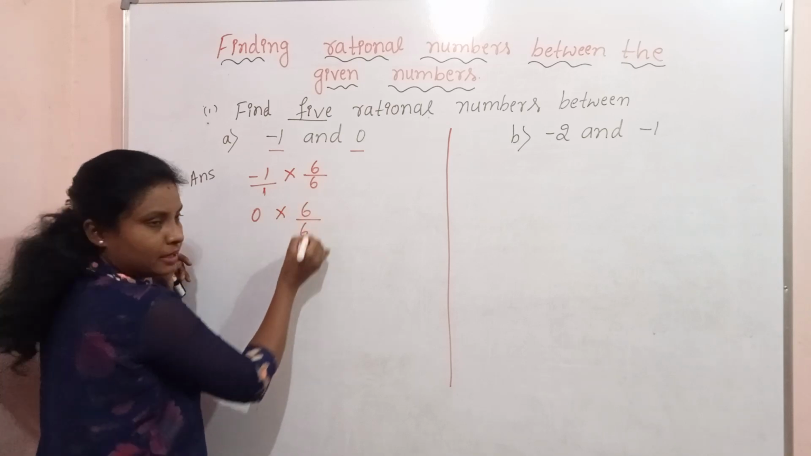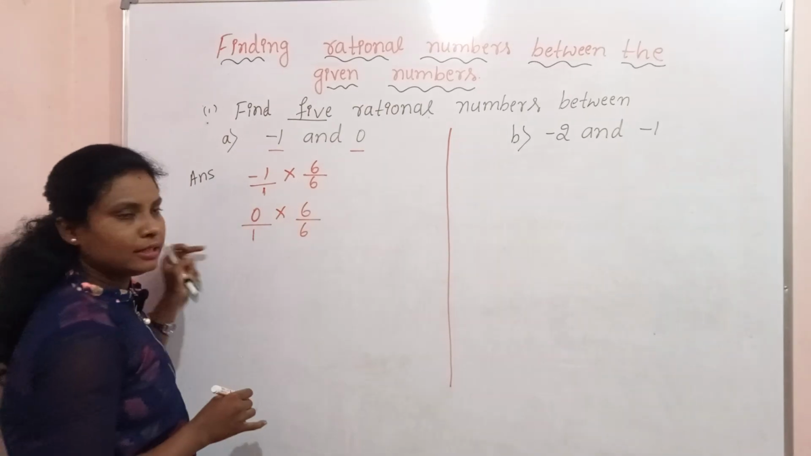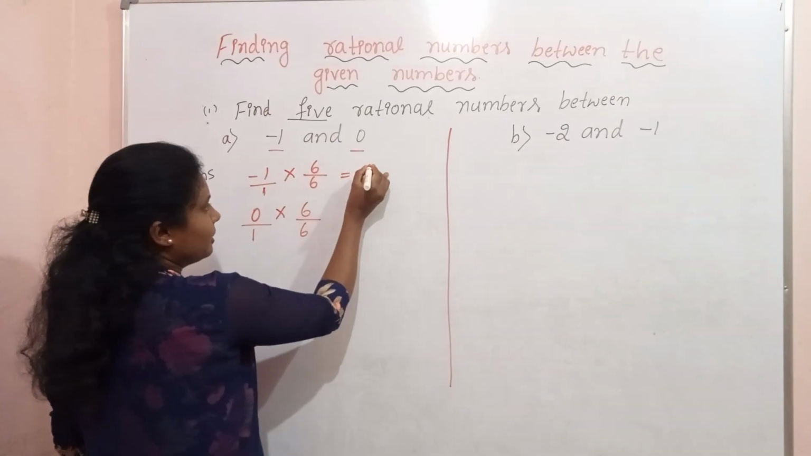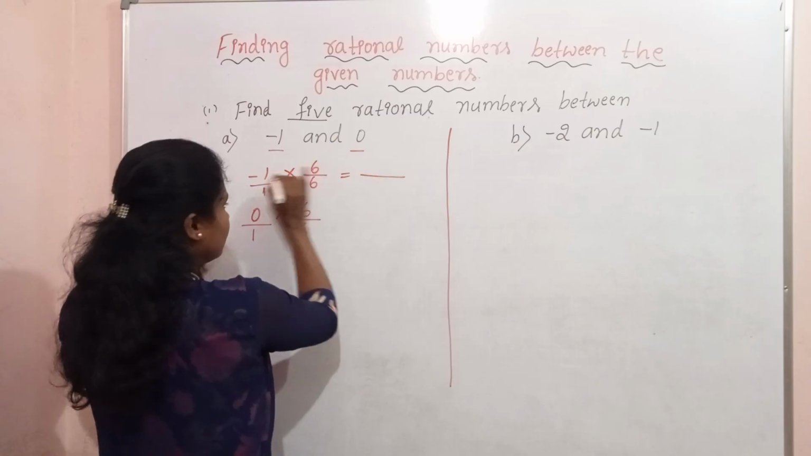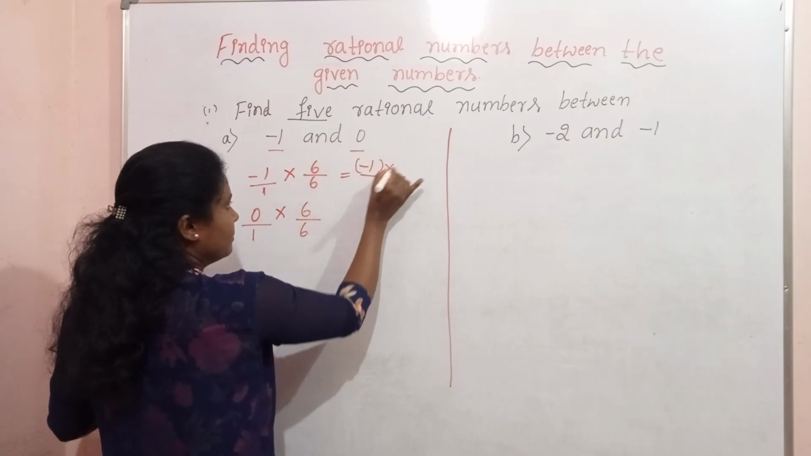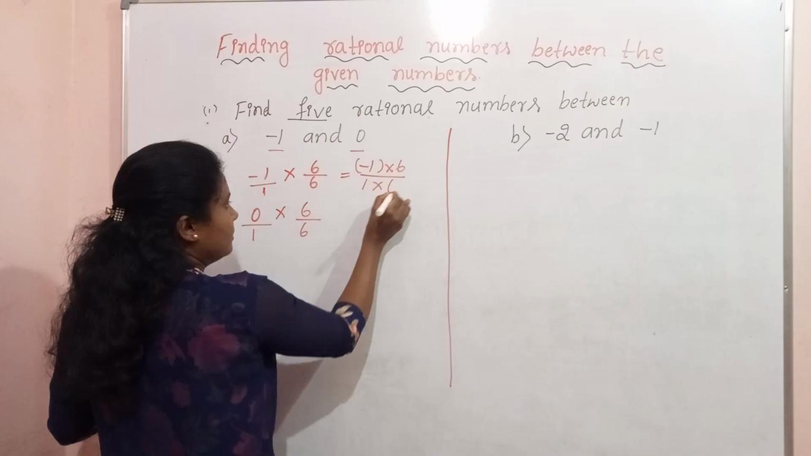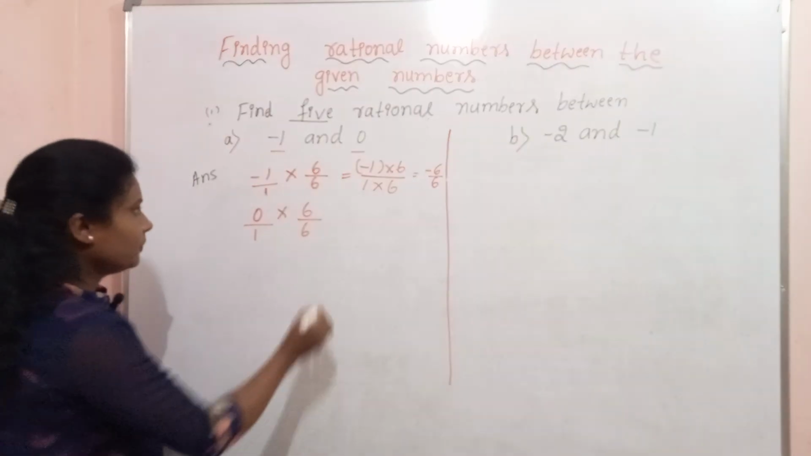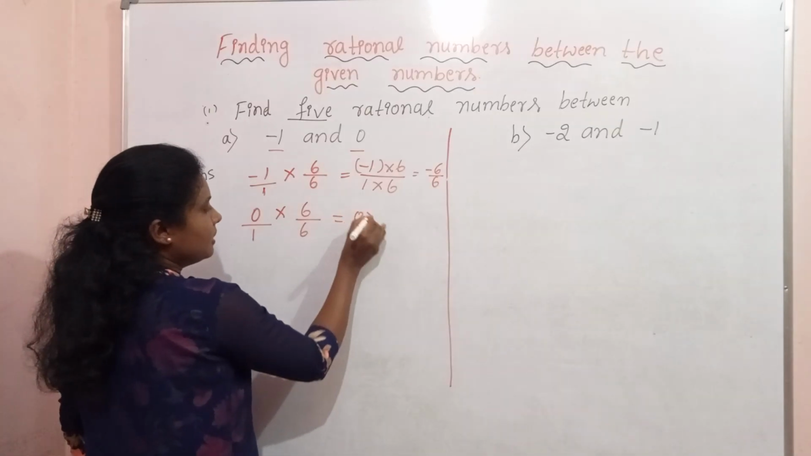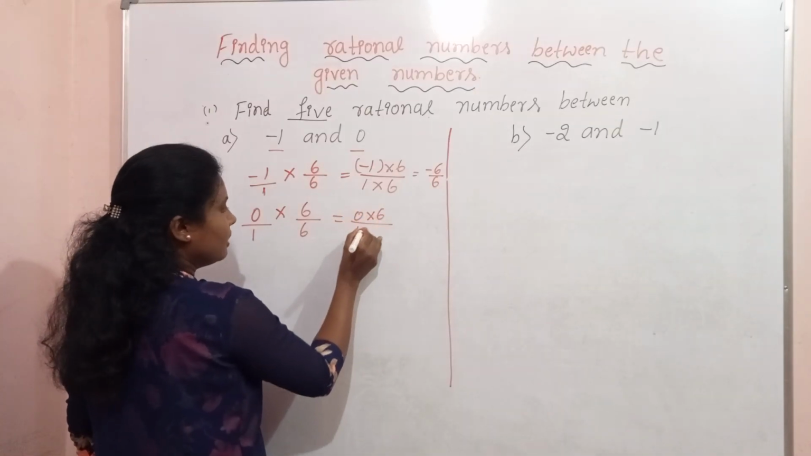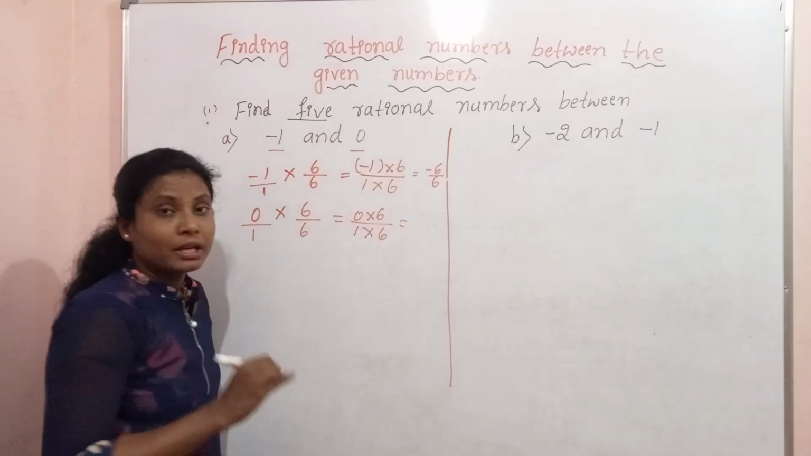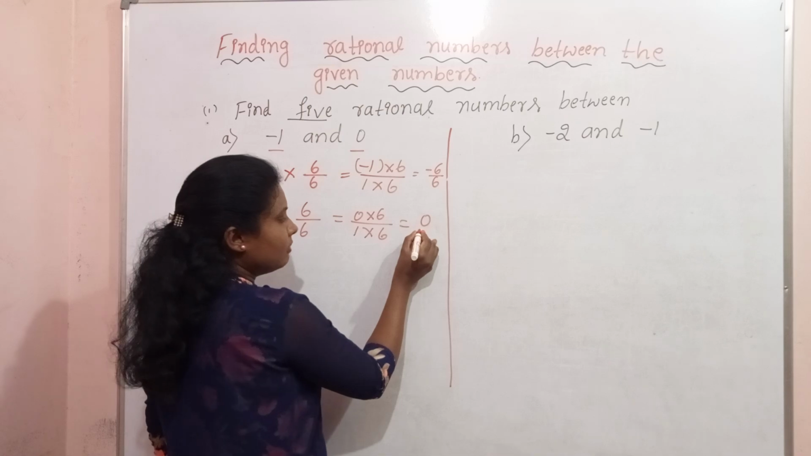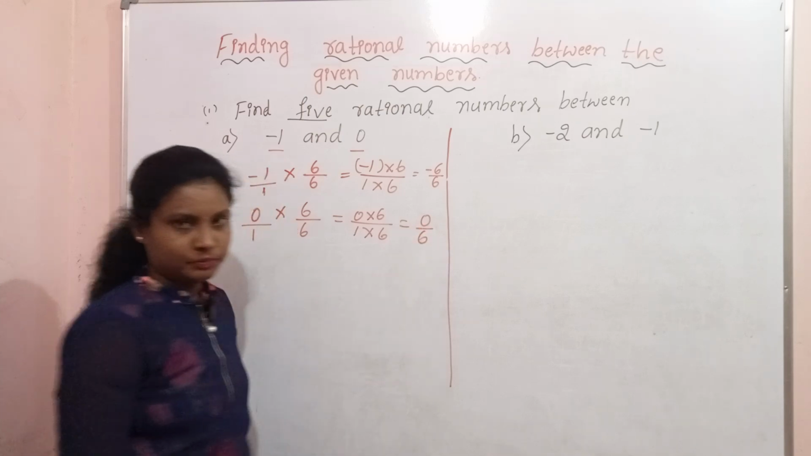Same thing like that. 0, 6 by 6, the denominator is nothing, which means 1, here also 1. So we'll simplify now. Numerator means numerator, denominator. -1 into 6, 1 into 6, you will get -6 by 6. Here also same thing. 0 into 6 divided by 1 into 6. 0 by anything you will get 0. 1 into 6 is 6.